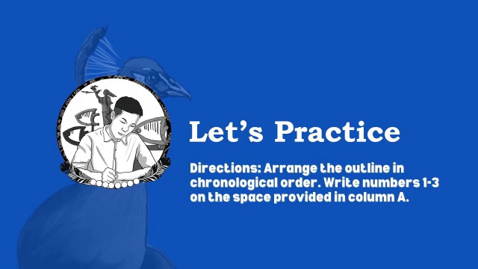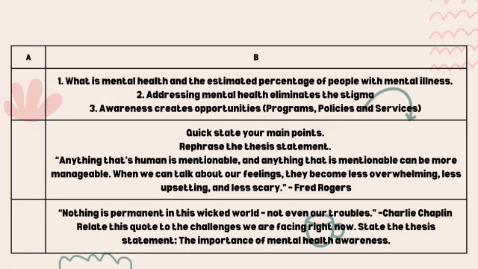Are you able to understand how to outline? Let's have a practice test. Arrange the outline in chronological order. Write numbers 1 to 3 on your paper imitating the space provided in column A.